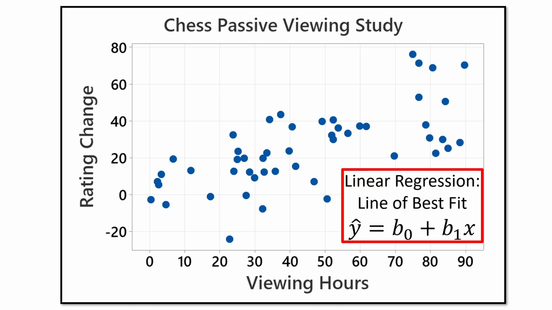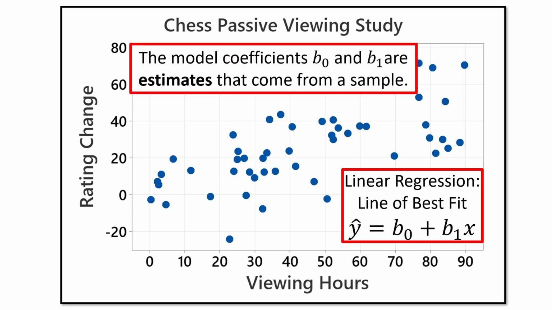Using linear regression, we're going to get a line of best fit. We're going to get fitted values, the y-hats, and that line of best fit is going to have an estimated intercept, that's the b0, and an estimated slope, that's the b1. The point here is that b0 and b1 are called model coefficients. They are estimates that come from the sample. What is it that we're estimating? We're estimating corresponding population values. So that's the abstract part that I'm about to get into.